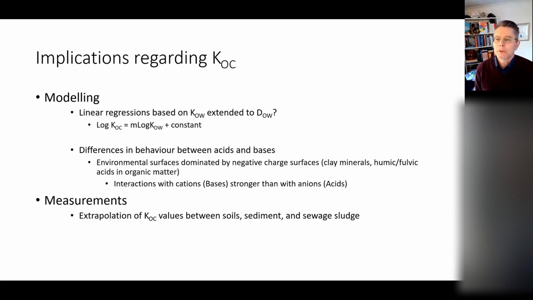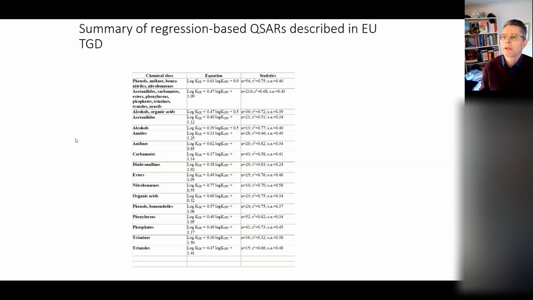We have a number of linear regressions proposed for estimating KOC based on KOW, which have also been proposed to extend to DOW. There are differences in behavior, however, between acids and bases that should be taken into account, as well as the interactions between different types of surfaces. Of course, all of this would benefit from more direct measurements of KD and how that could be extrapolated to KOC as an input into the models we're using. And so moving that forward would be beneficial.